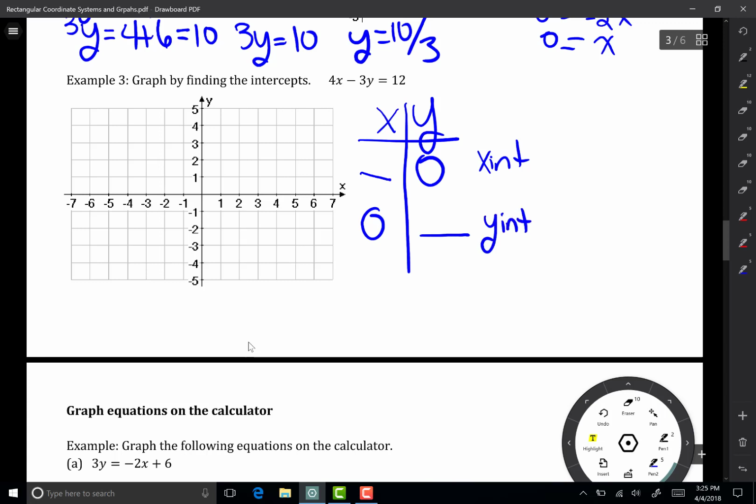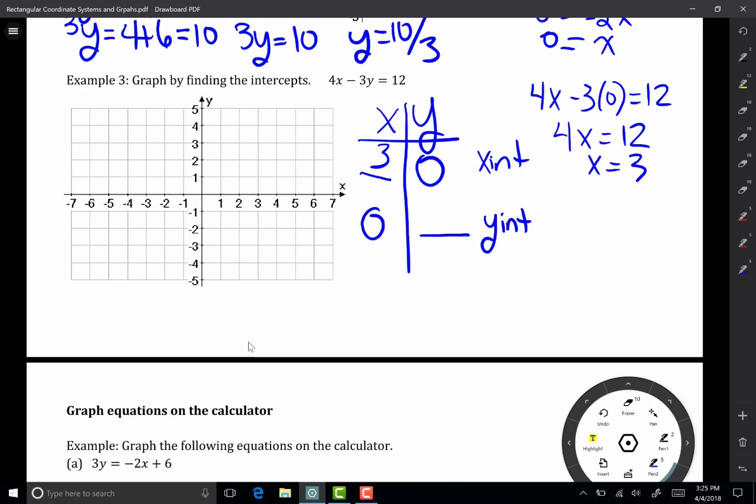So for the first value here in our t-table, I want to plug in 0 for y. So that gives me 4x is equal to 12, so x is 3. That means my x-intercept is 3. So it's going to cross the x-axis right here at 3, 0.